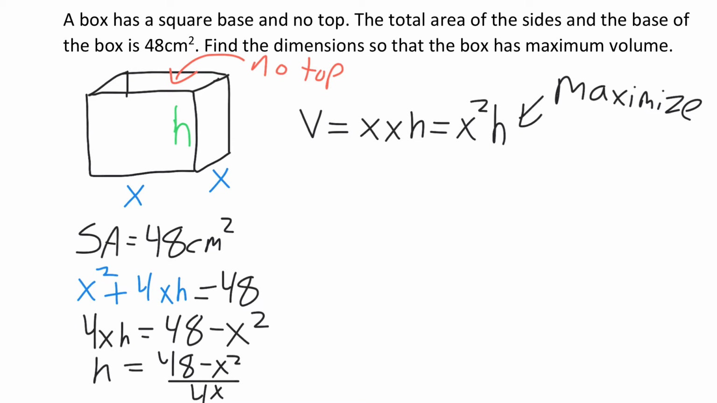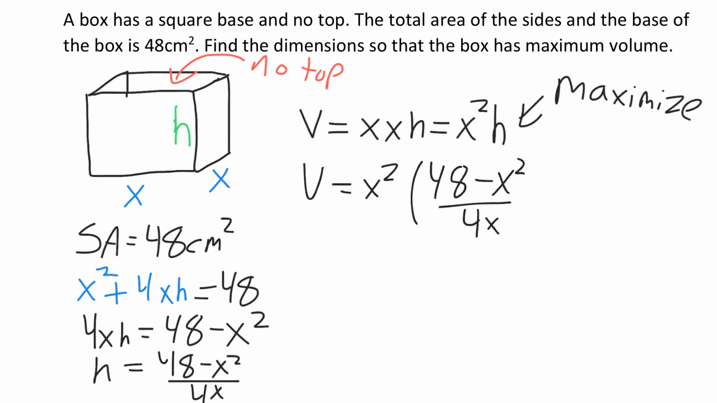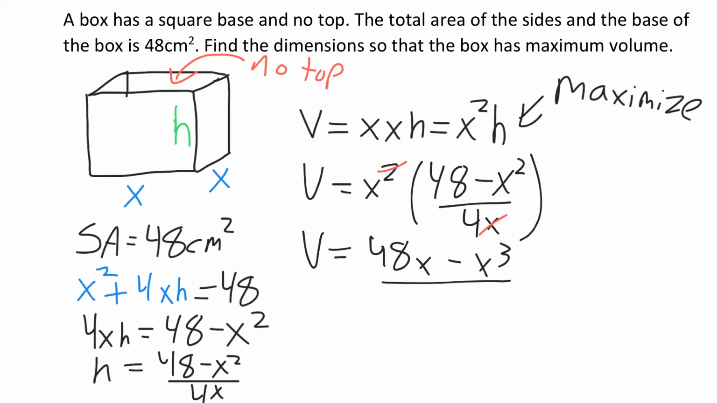From there, we can take this h and substitute it in, giving us volume is equal to x squared times (48 minus x squared) over 4x. Before we do the calculus, we should definitely simplify. There's an x here that will cancel. And we can multiply in, so we have V equals (48x minus x cubed) all over 4.